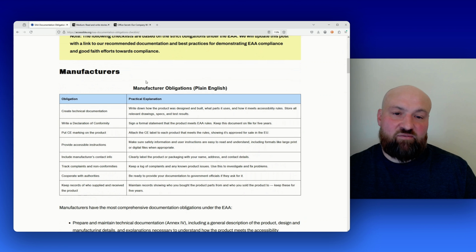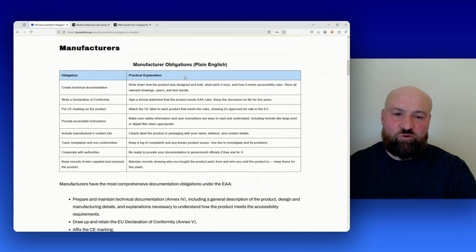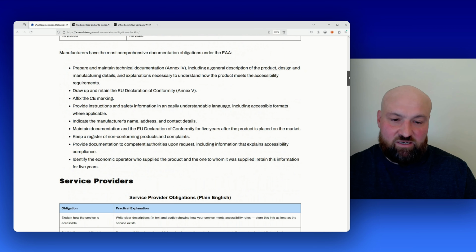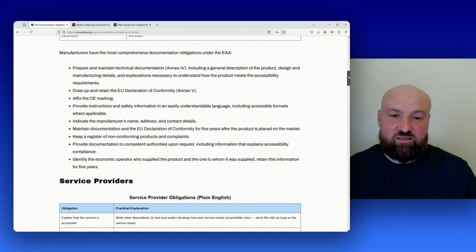So here I have a very nice table for manufacturers. And so we have the obligation and then a practical explanation of the obligation. And so just to go through a few of the obligations: create technical documentation, write a declaration of conformity, put CE marking on the product, provide accessible instructions. And then below that, we also have a nice bulleted checklist, which is mostly the same information that you find in the table, but stated a different way for clarification.